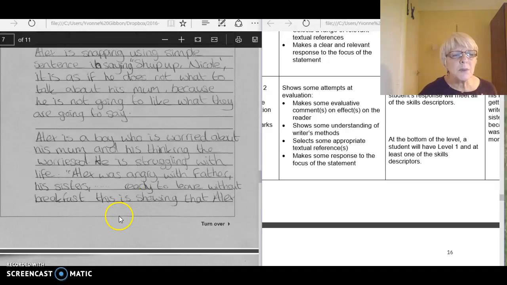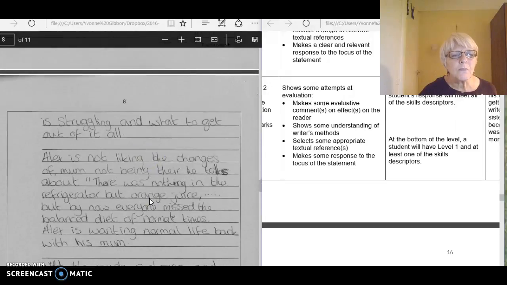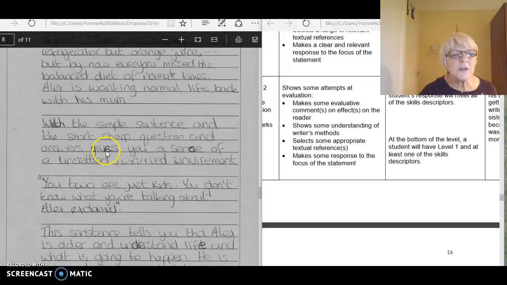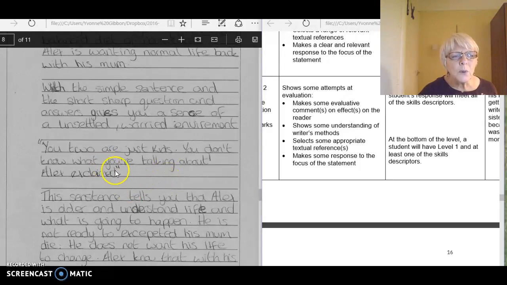This one says he's worried about his mum and struggling with life. It's the one that says that he's angry. And again here, the simple sentences and short, sharp questions and answers give you a sense of an unsettled, worried environment. And there's a quote there, and then this sentence tells you that Alex is older and understands life and what's going to happen.